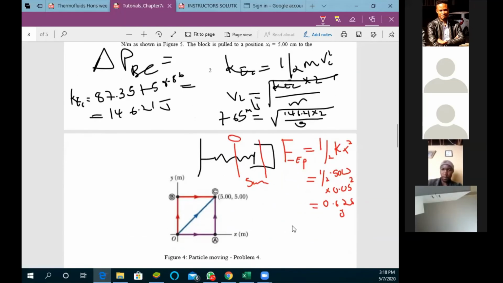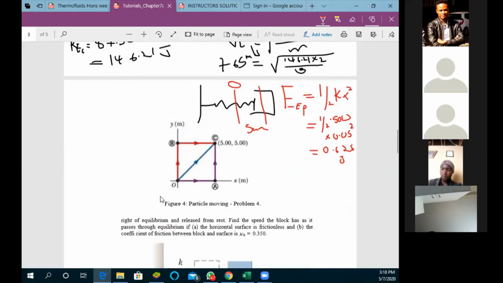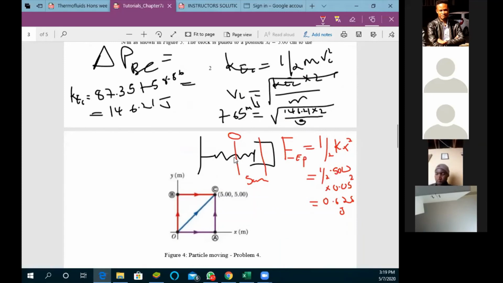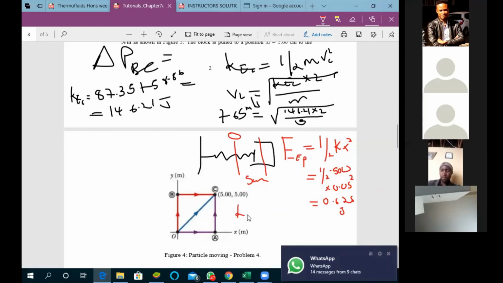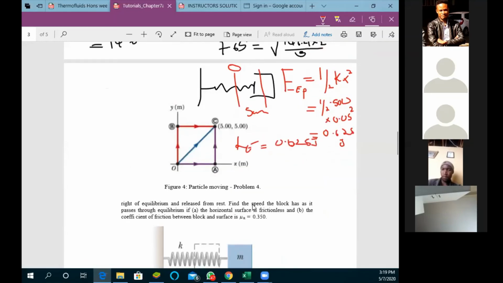Yes. Okay, perfect. So in the first scenario, we don't have friction. So when it gets to this position, when it has lost all its elastic potential energy, all of it has been converted to kinetic energy. There was no loss since there was no friction. So the kinetic energy at that point is just equal to 0.625 joules.